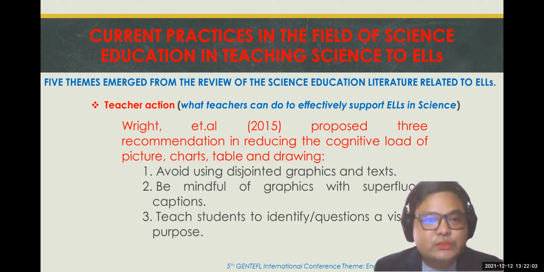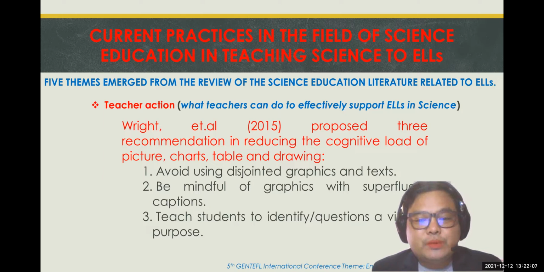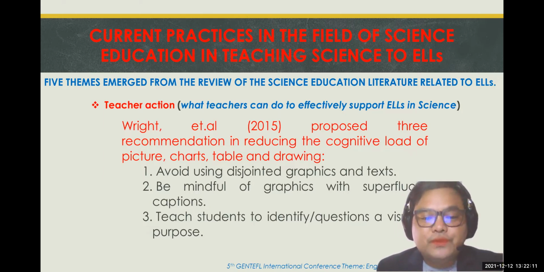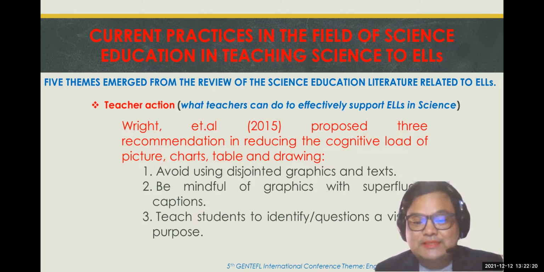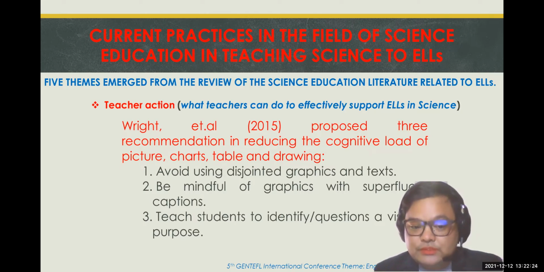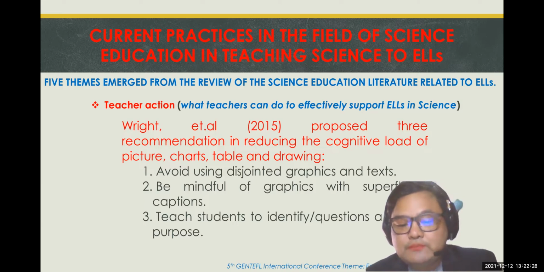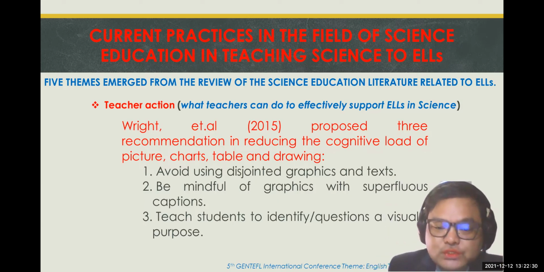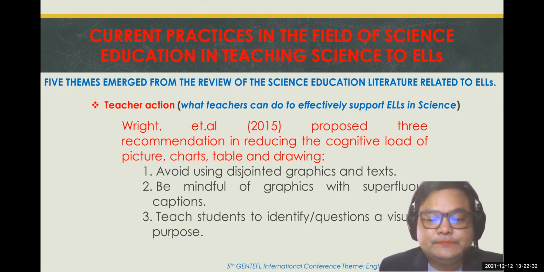Next, Reed et al. proposed 3 recommendations in reducing the cognitive load of the features, such as a chart, table, and drawing. So the first one is, avoid disjointed graphics and text. Be mindful of graphics with superfluous captions. Teach students to identify questions and a visual's purpose.